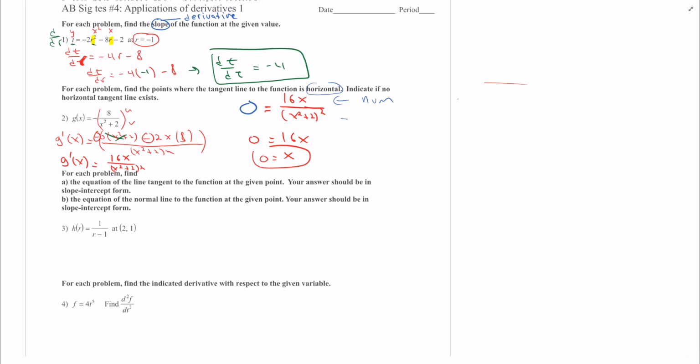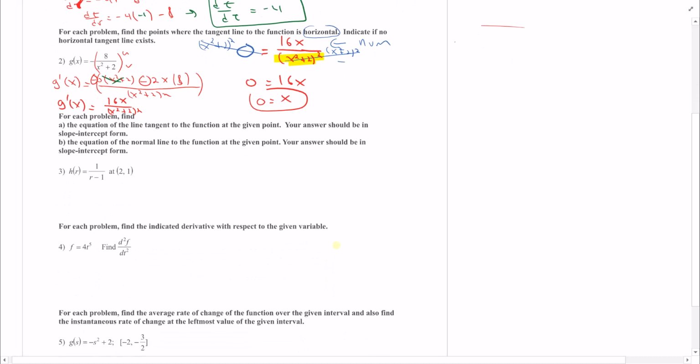Again, if you're just looking for horizontal tangent lines, you can ignore the denominator because all that will do is make it undefined. Another way to think about it is you could technically multiply both sides by x squared plus 2 squared. It'll cancel out on this side, and you multiply this side by that, and those will cancel too. Or they won't cancel. Well, 0 times anything is still 0, right? So that little bottom piece becomes big and significant.